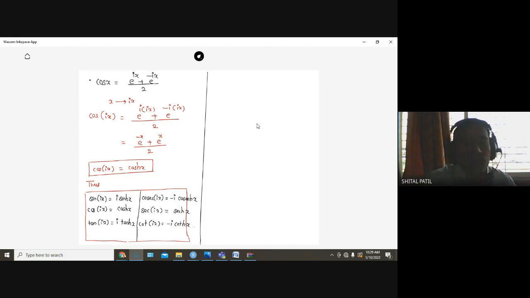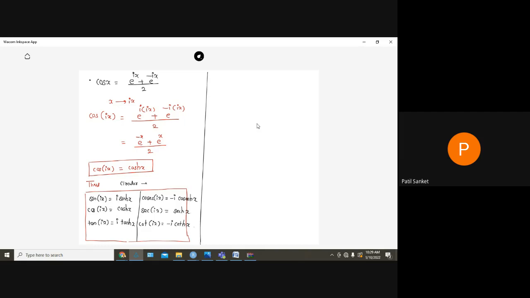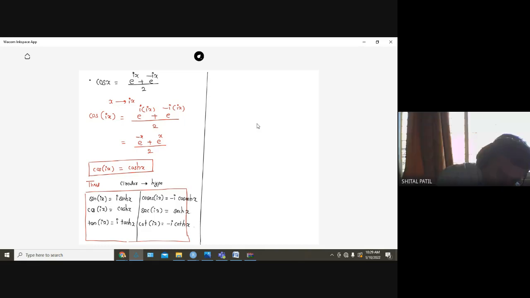Actually, there is a relation from hyperbolic to circular also. That can be obtained from these previous 6 formulas. This is circular to hyperbolic, right? We can do hyperbolic to circular also. If you want, you can do it yourself. You just have to take this i to the other side. Nothing different, nothing new. Okay, now let me continue.